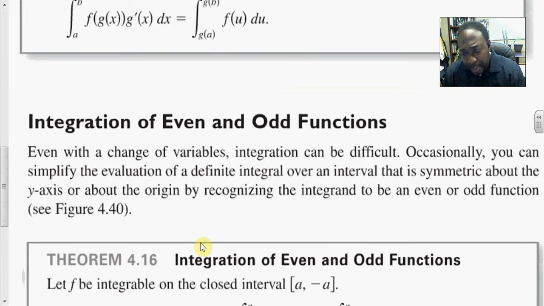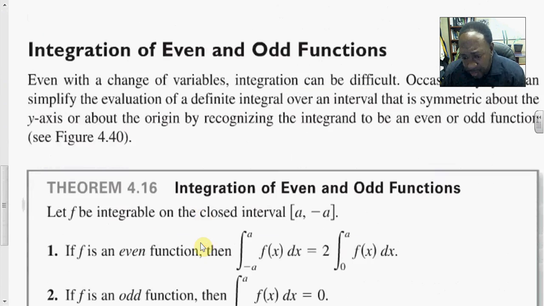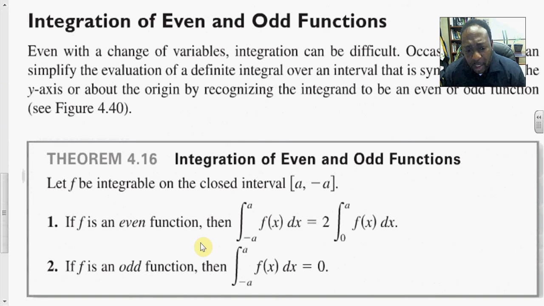Integration of even and odd functions. This is pretty interesting. If you know that the function is even, then instead of doing the evaluation of the upper and lower limits, you just take 2 times the integral from 0 to a of f of x dx, and you get the result. If you know that the function is odd, integrating over an odd function is going to give you 0. Basically, the integration is said to be the area under the curve.